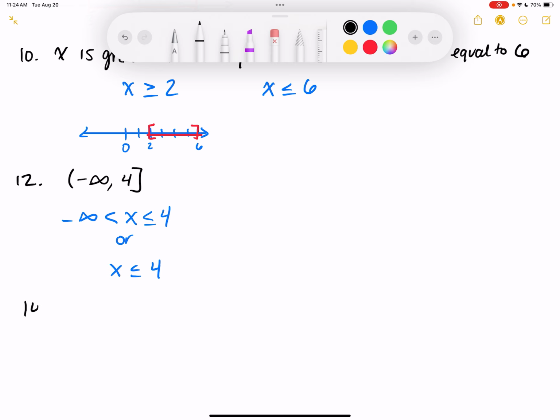14. This one, they give us a number line. It's set up like this. There is a bracket at -2 facing inward, and a parentheses at +2, and it's filled in between. So if I'm going to write this one in inequality notation, how do I do it?